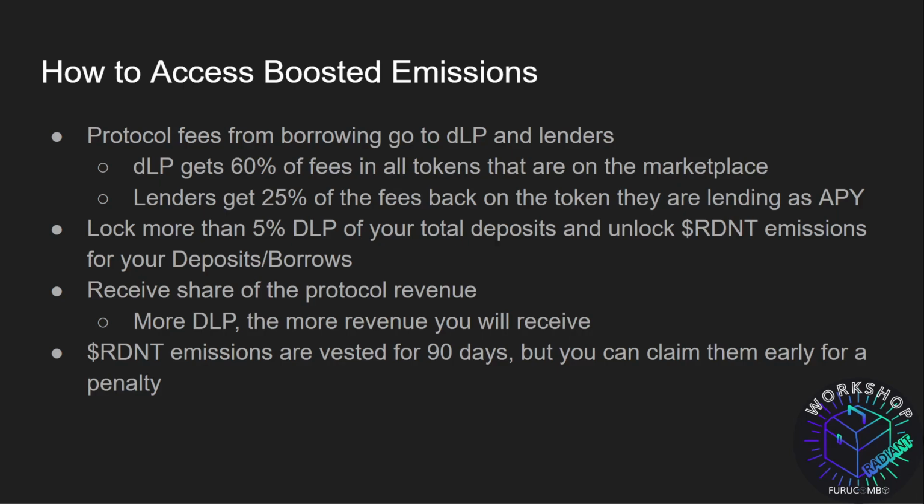To access these protocol fees, or to boost your emissions, you need to lock more than 5% DLP of your total deposits, and this will unlock the Radiant emissions for your deposits and borrows. Radiant makes this very clear on their interface, as we'll show later on in the demo. When you do this, you'll receive your share of the protocol revenue, and the more DLP, the more revenue you will receive. Radiant emissions are vested for 90 days, but you can claim them early for a penalty.